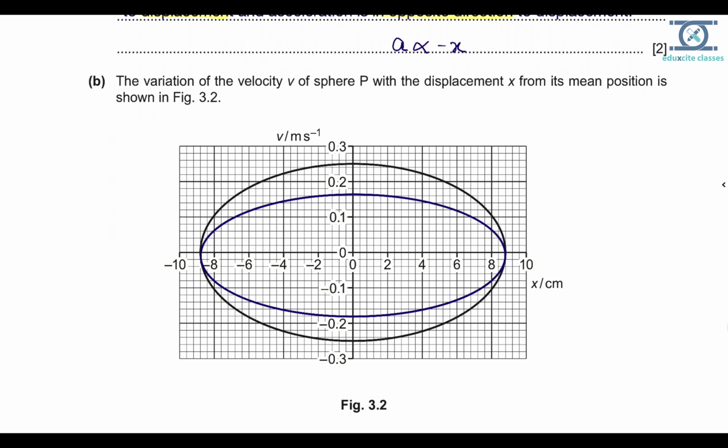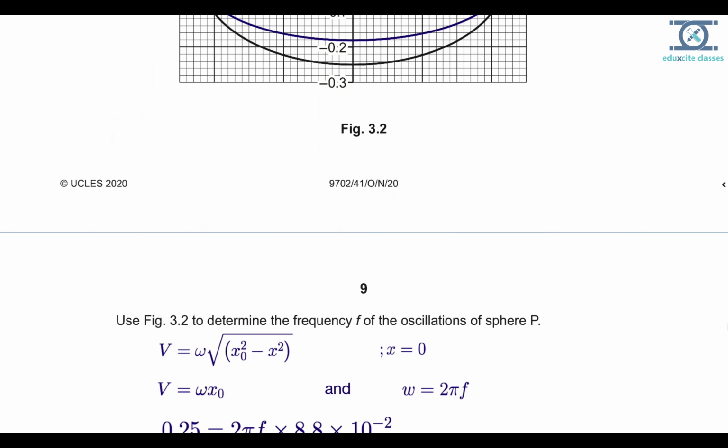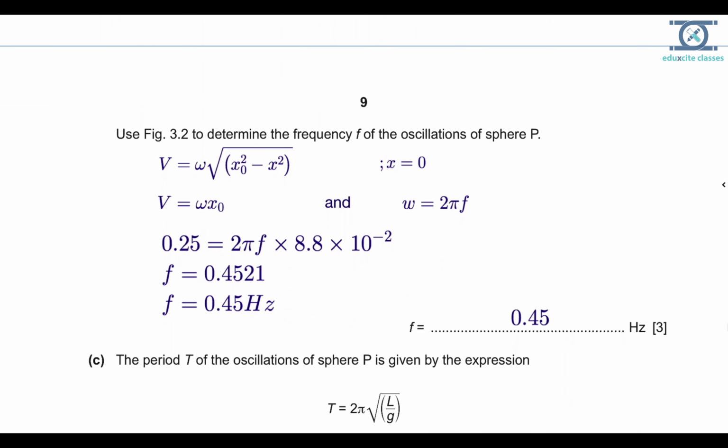Now the B part. The variation of the velocity V of sphere P with the displacement x from its mean position is shown. This is the black colored ellipse you can see here. Use this figure to determine the frequency of the oscillation of sphere P. Now we are supposed to find the frequency of sphere P. So we have the relation for velocity, given in the formula sheet in the question paper itself. Using this, we can find the frequency.